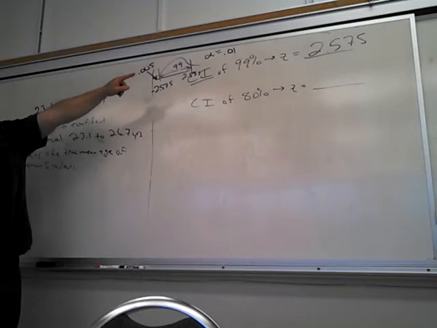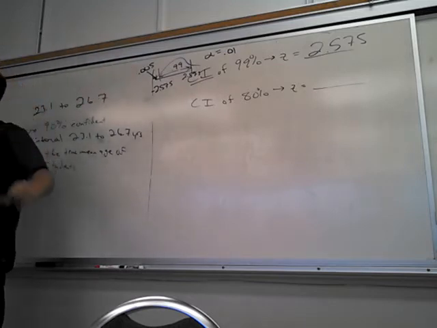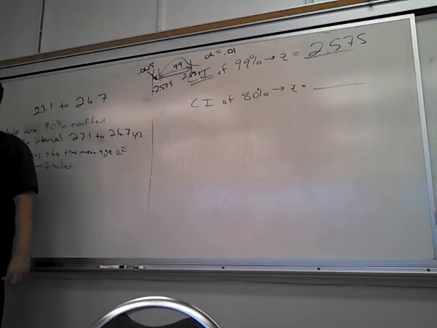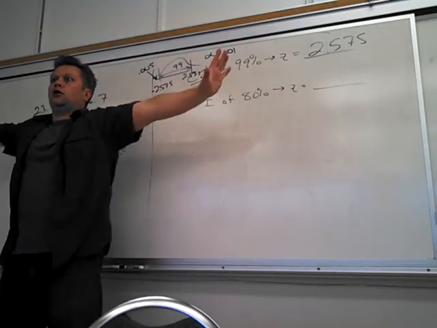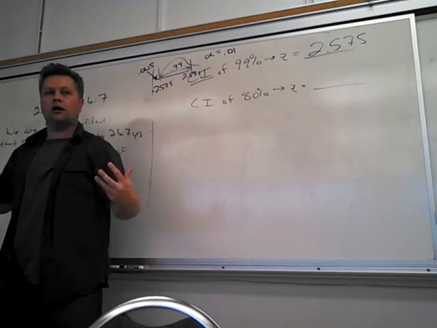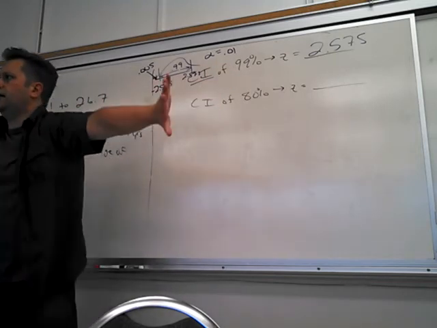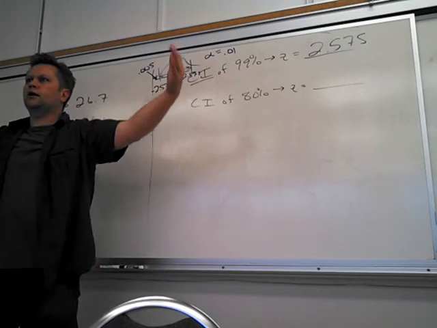So would a 99% confidence interval be bigger or smaller than a 90% confidence interval? It'd be bigger because the z-score would be bigger, which makes the error larger. And it only makes sense. If I want to be more confident, I'm going to have to throw out a bigger net. My interval has to get wider, has to get bigger.